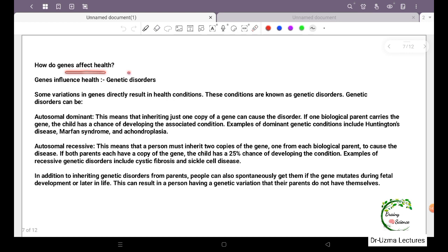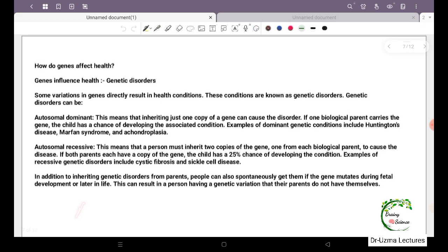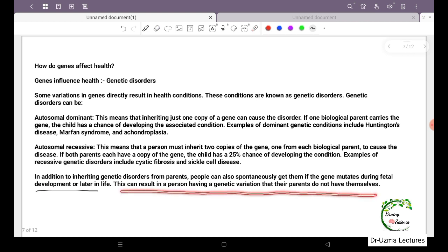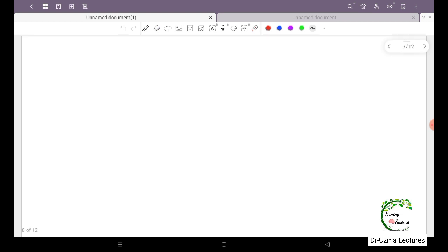For example, if either the father or the mother has one defective gene, this is a defective gene, whether two defective genes or one defective gene. If the gene mutates during fetal development or early in life, this can result in a person having a genetic variation that the parents don't have themselves. I hope this statement is clear.